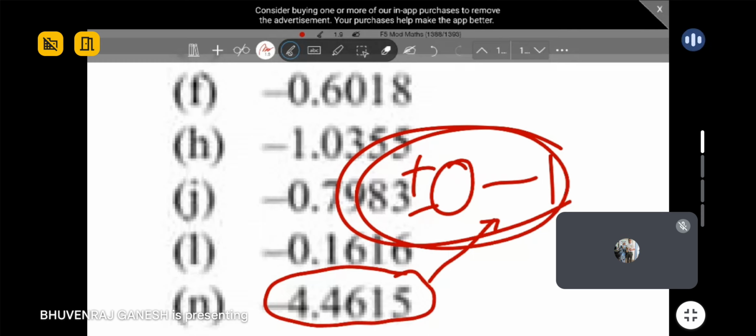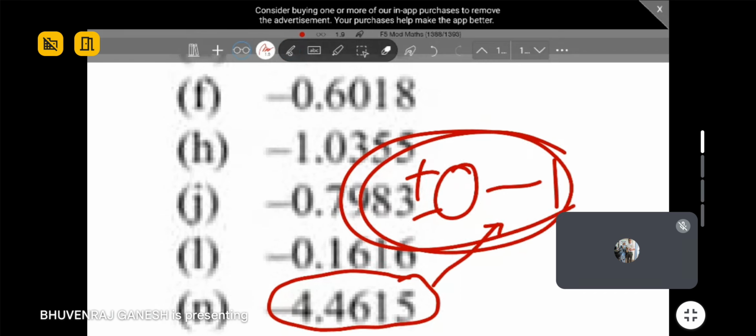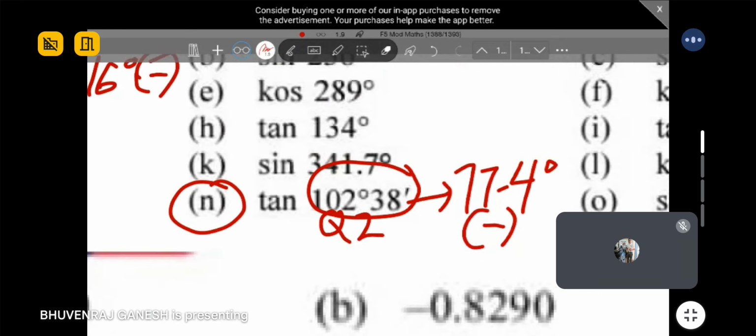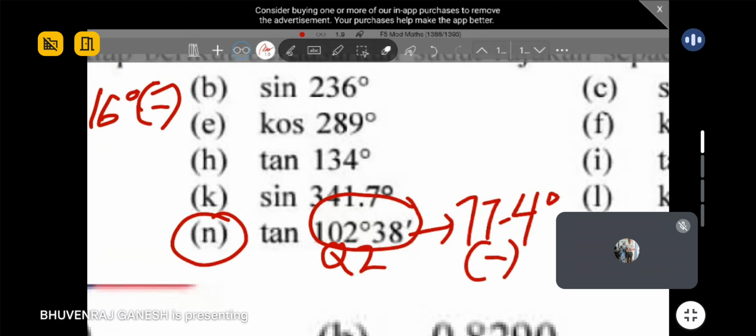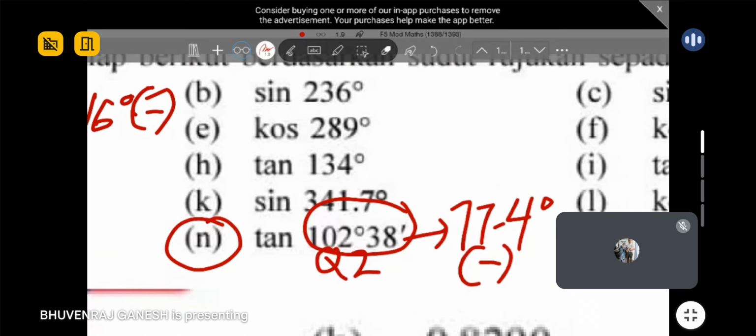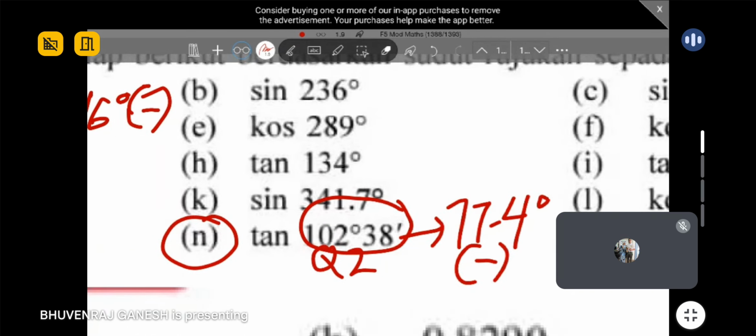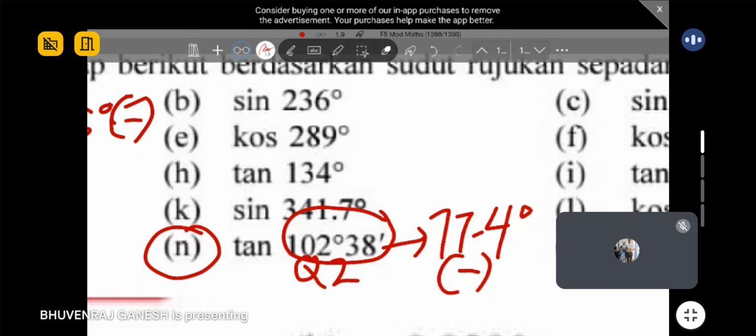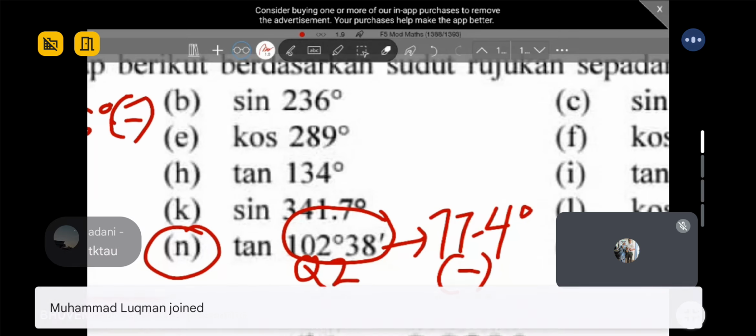Why is my value bigger? Soalan dia yang ni. So what is the reason for N? Anyone? Siapa tahu sebab dia? If you don't know, you just tell me in the comment box. Kalau tak tahu sebab dia, kamu boleh bagi tahu dalam ruangan komen. If you don't know, you just say don't know.